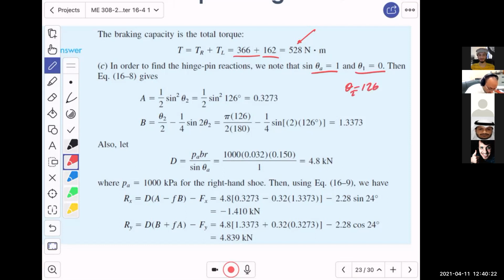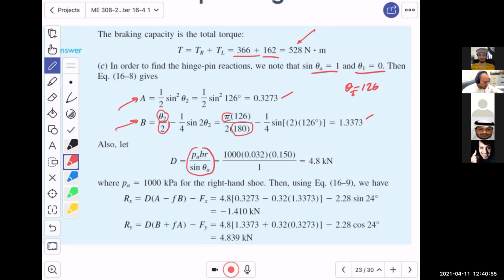So now you go to A, you go to B, and you calculate them. Just don't forget, whenever you have an angle like this, you have to convert it into radian. Don't forget. So you get these two numbers, and then in the book, the solution here, it was assumed that you remember the coefficient that we multiply the reaction by. We called it D. It's the same.